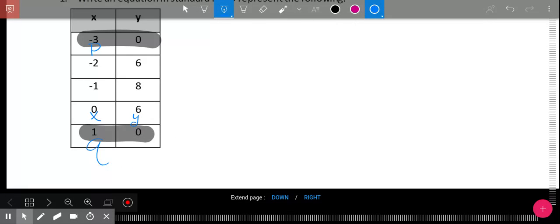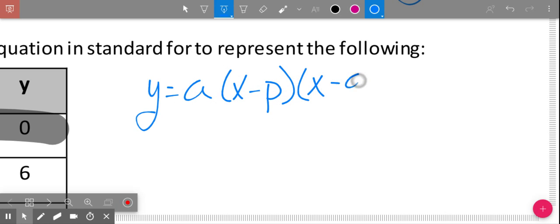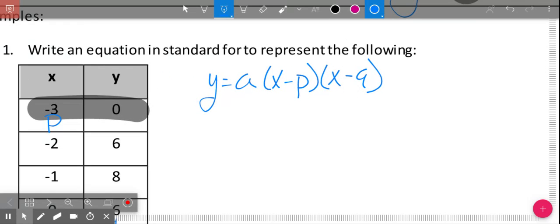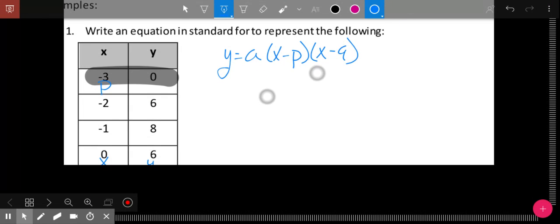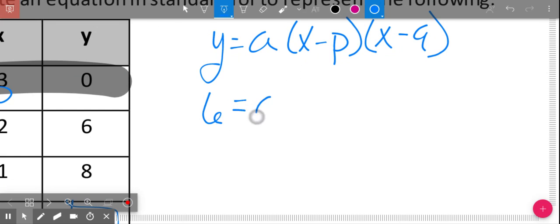Now that I've labeled my pieces, I'm going to plug all of that into intercept form, which is a times x minus p times x minus q. So instead of a y, now I'm going to have a 6 equals, I didn't give you an a value, so you can't pick that for an a value.